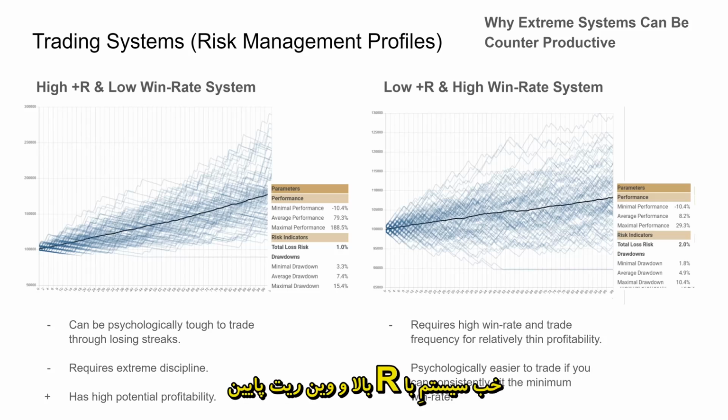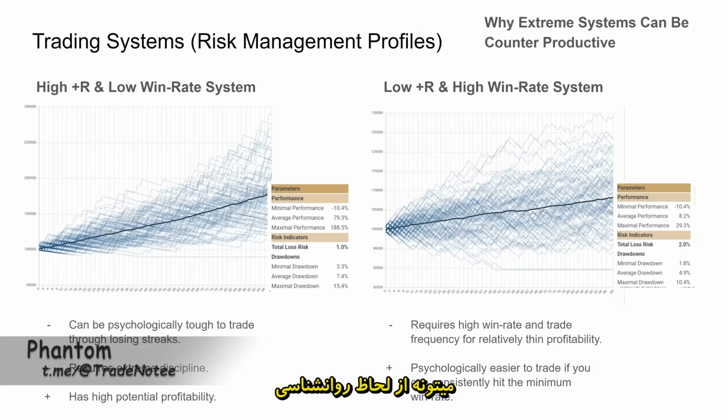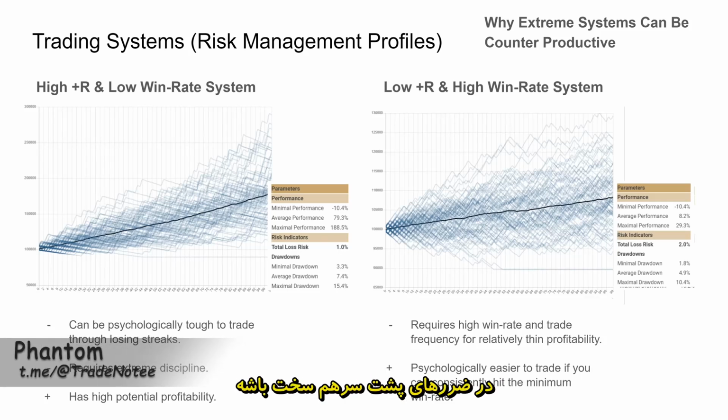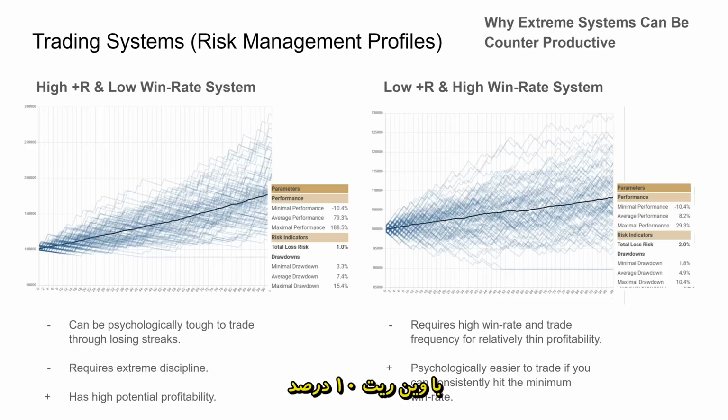A high R, low win rate system can be psychologically tough to trade through losing streaks, of course. A 10% win rate represents winning 1 in 10 trades on average. So would you be able to handle a losing streak of 10 losses? I've done it personally. It's not the easiest thing in the world, but if you can do it, you can do it. I don't think most people can. It requires extreme discipline, obviously, but has a high potential profitability. Look at our average performance over 100 trades, 79%.